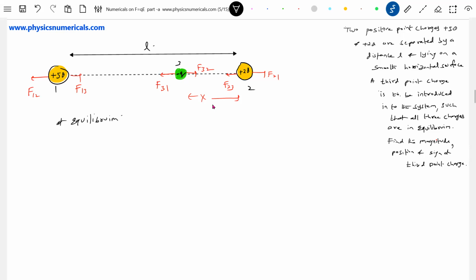At equilibrium, F12 equals F13. What is F12? F12 is equal to K times 5q times 2q by L square. F13 is equal to K times (some charge) by x square. So this will become 2q. We don't know that q either. The equation after solving will end up this way. Call this equation 1.